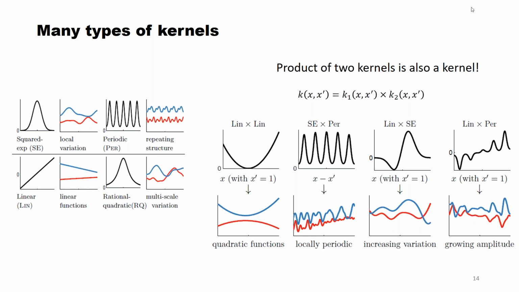Or you can have a linear multiplied by a periodic, so you have increasing amplitude. And of course you can also do multiplication and sum, so starting with a few simple kernels, you can create more and more complicated kernels by using just multiplication and sum.